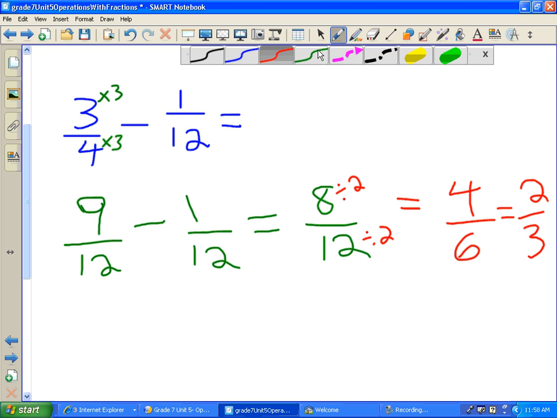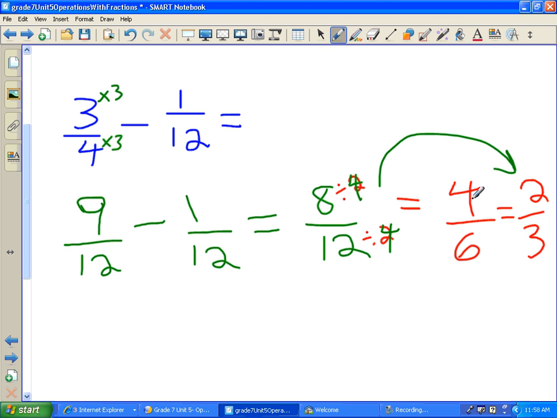Now, if you're really swift, you'll probably realize that I could have divided 8 by 4 and 12 by 4, and I would have ended up with 2/3 without having to go through that same step twice.